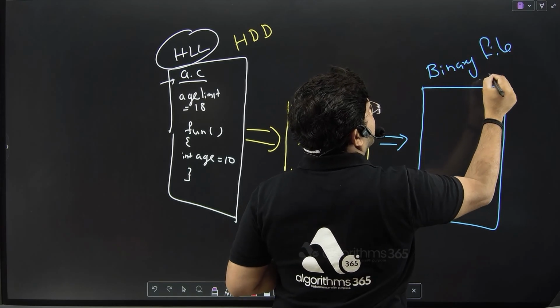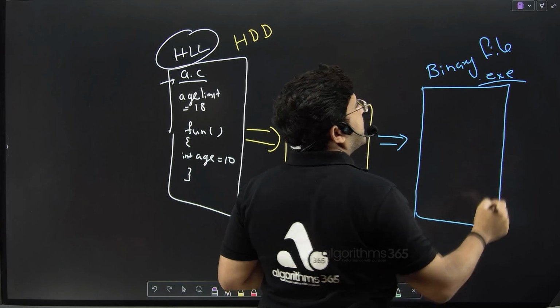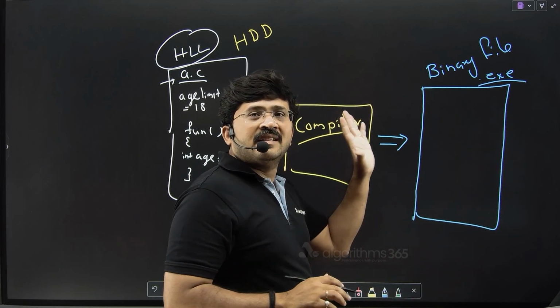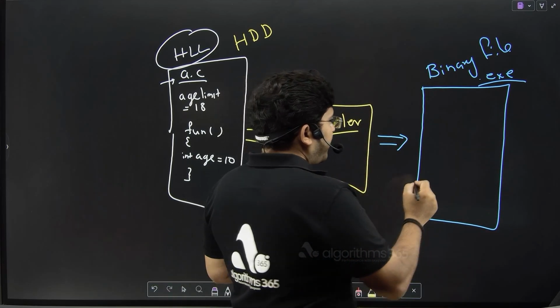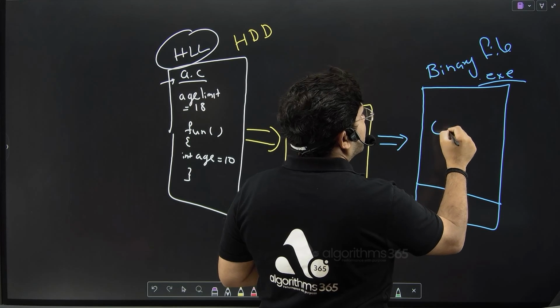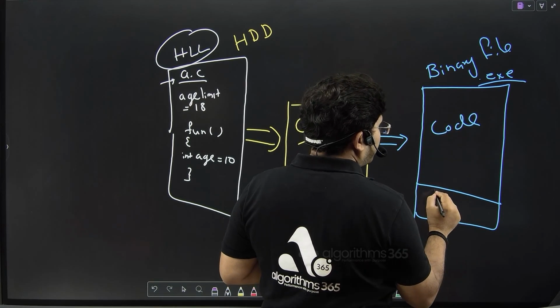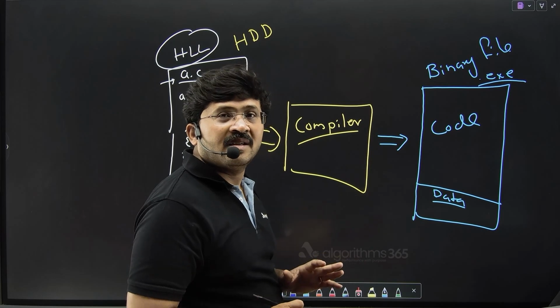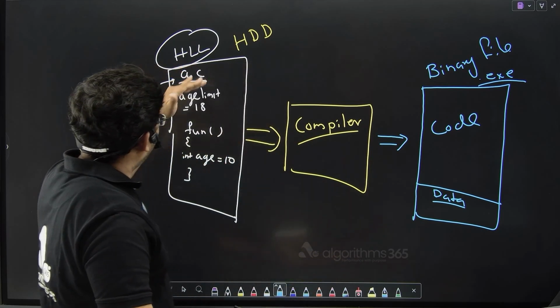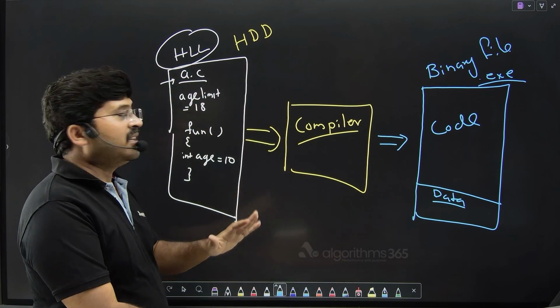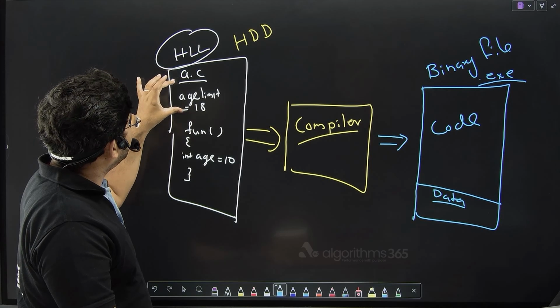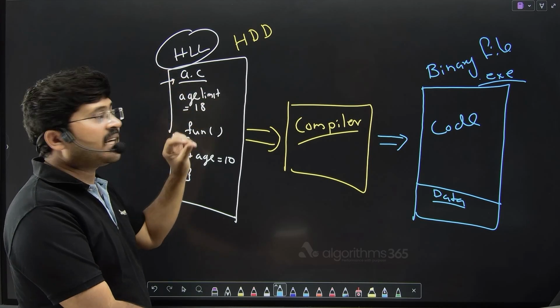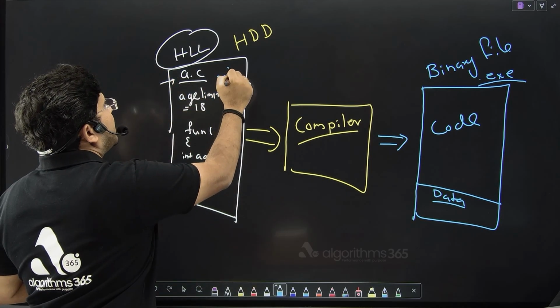And generally if it is a Windows machine, it is an exe file, an executable. In this executable, the code is organized into two parts: one is called the code part, and the other is called the data part. In the data part, the variable details are added. It says that there is a global variable called age limit, and it is of type integer.